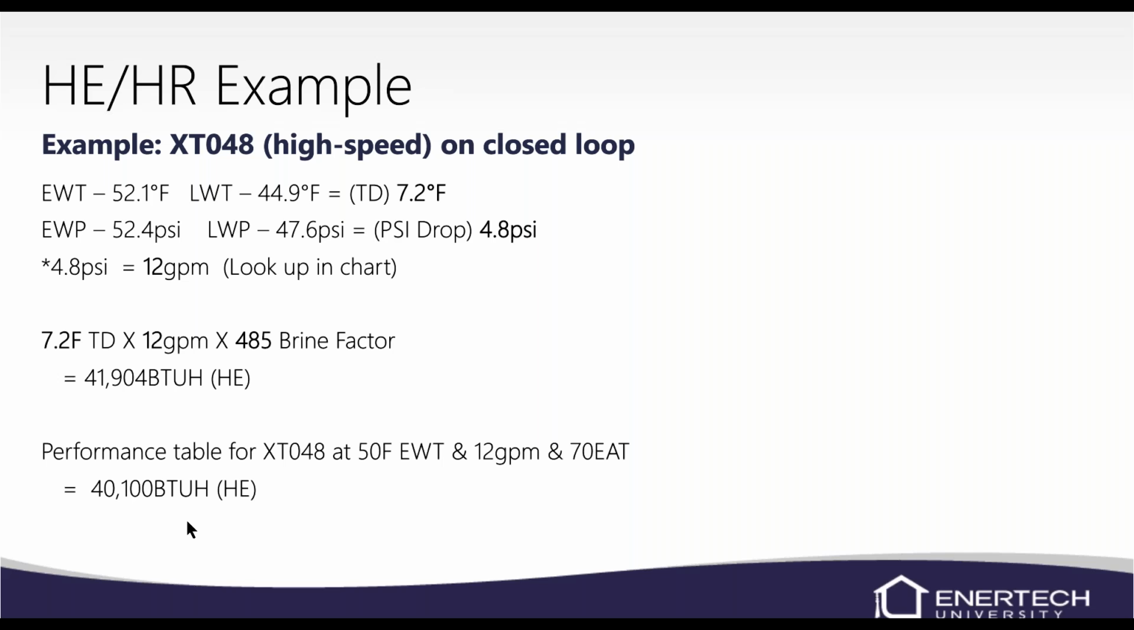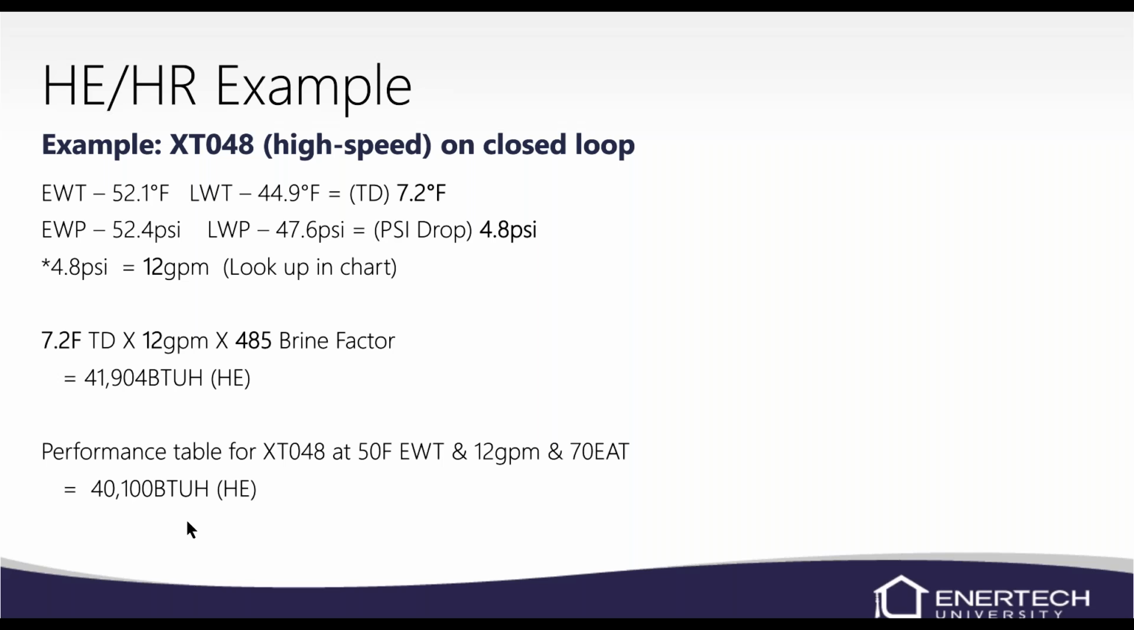So the temperature difference would be 7.2. Now, pressure difference, 52.4 minus 47.6 is 4.8 pound pressure drop. Now I'm going to tell you at 50 degree entering water that at 4.8 pressure drop, it's going to be 12 GPM. So now, as long as we know our GPM, we know our temperature difference, we know whether it's got antifreeze in the system or not, now we can just do the calculation. So we take that temperature difference times our GPM times our brine factor. That's going to give us a number, 41,904 BTUs.